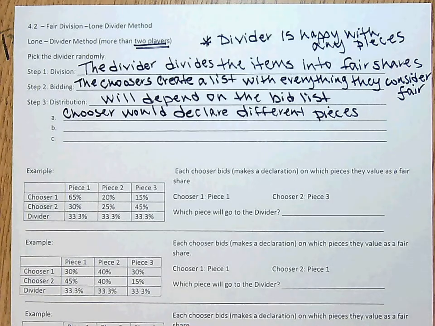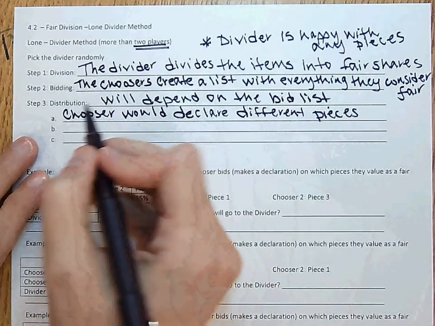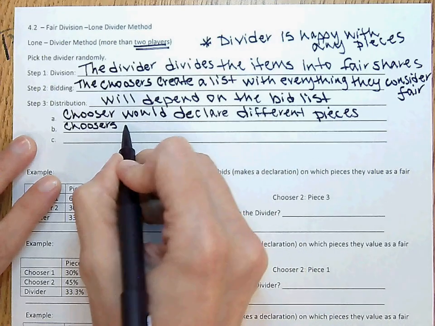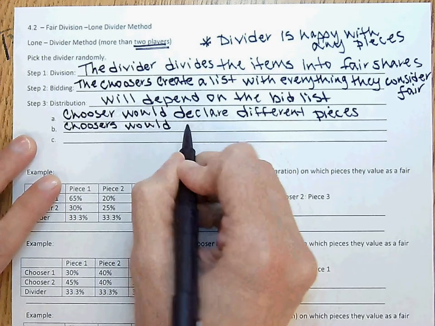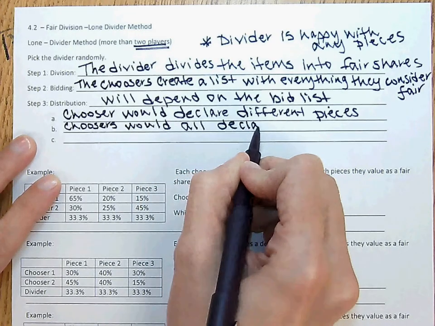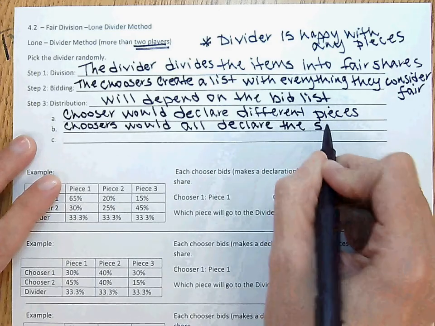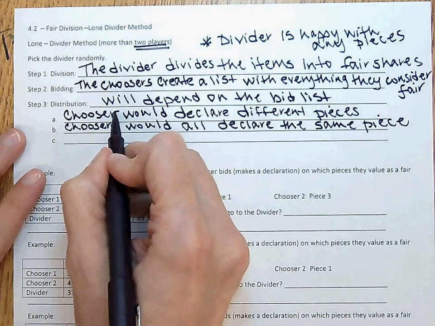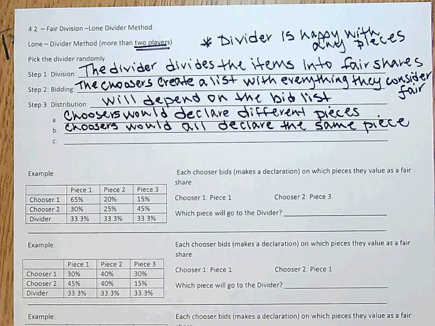The other thing is the choosers could all want the same piece. So the choosers would all declare the same piece. Put an S there, okay? We're going to look at examples that explain this, but basically after the divider had divided it all up, the leftover people, the choosers, would say, okay, I really like this piece A. So we all could want the same piece is what that means.